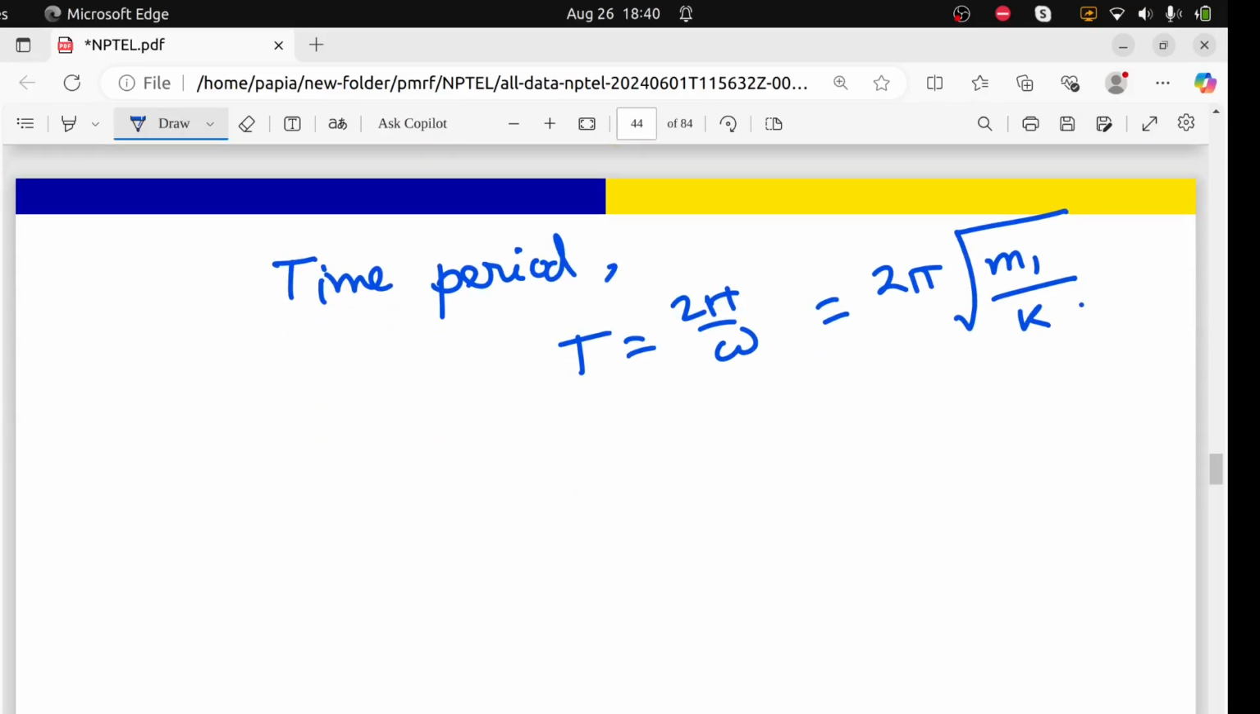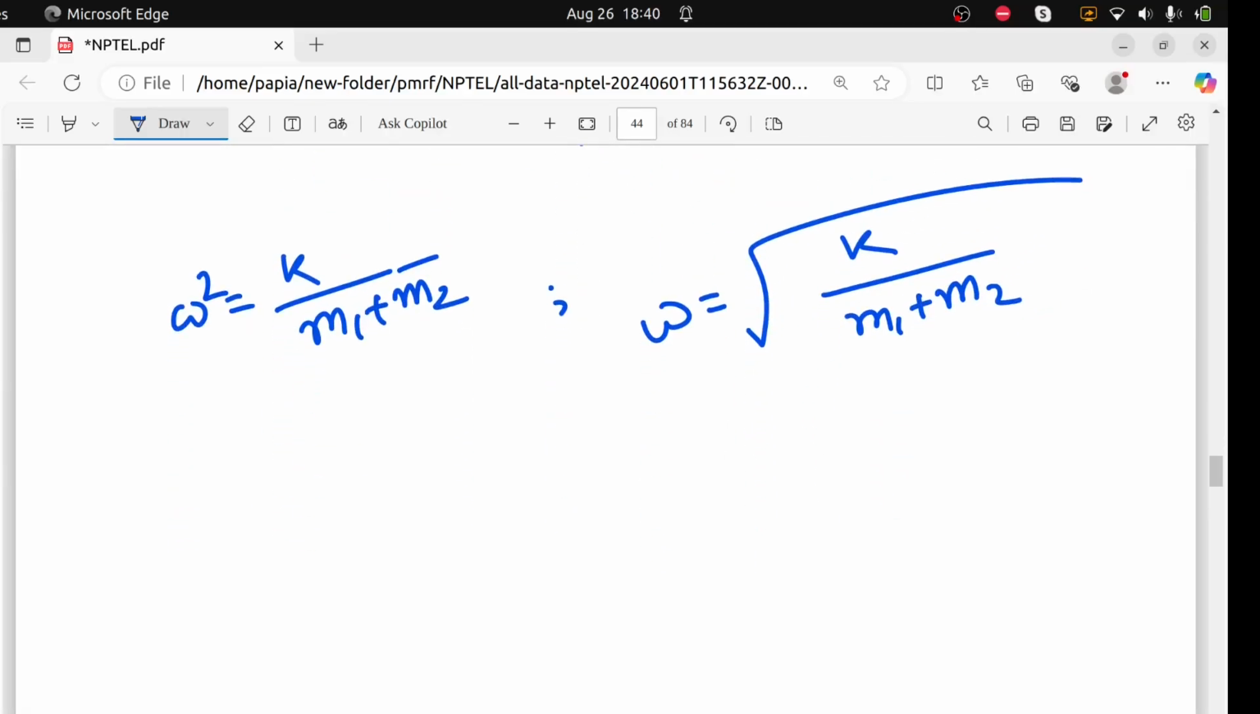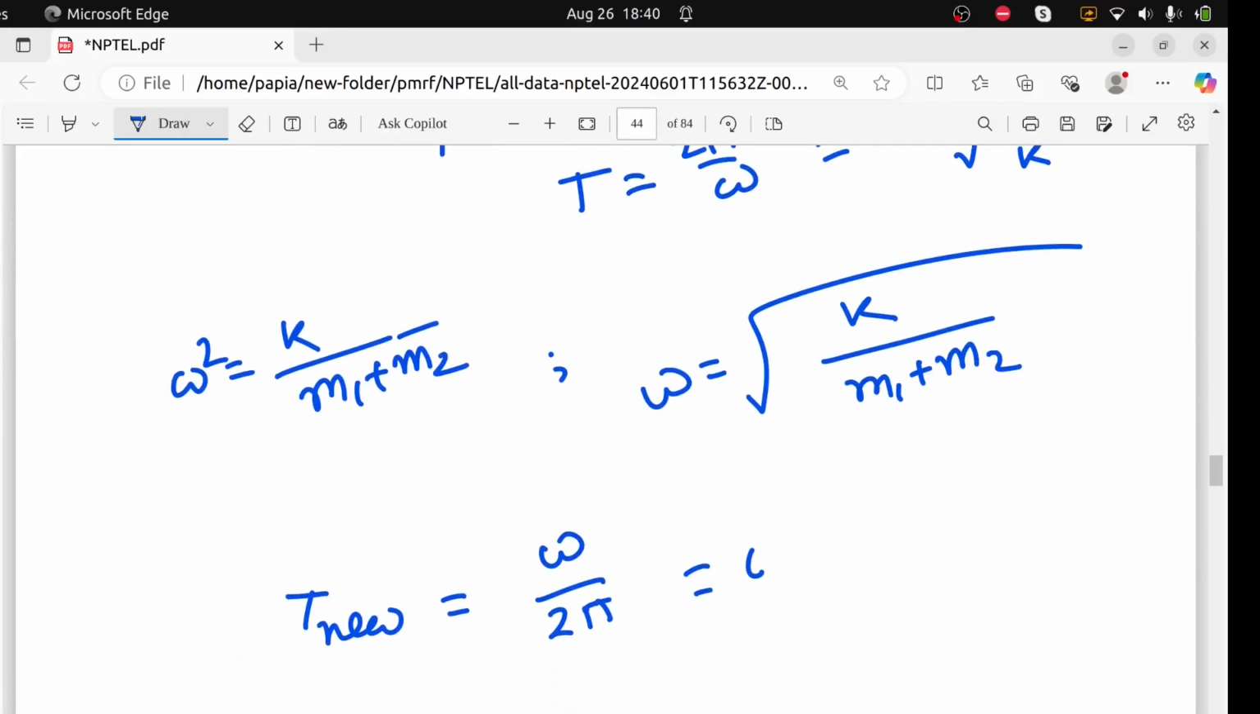Now if I have new condition where our omega square is same k but m1 plus m2. So for this case omega is root over k by m1 plus m2. So for this case our T new is 2 pi by omega.